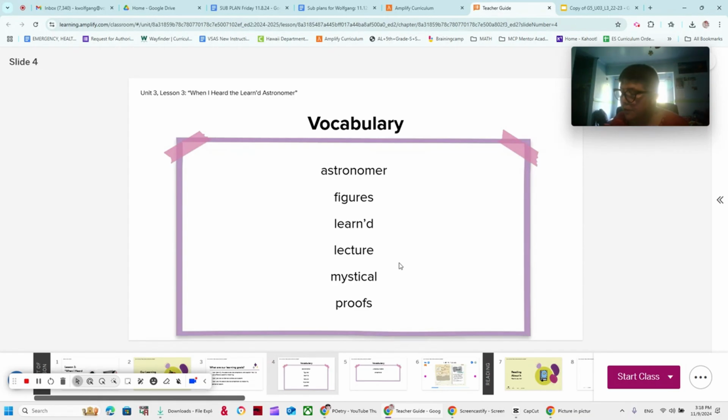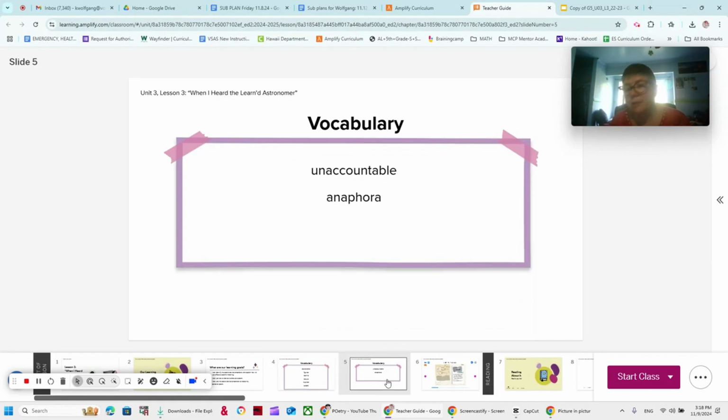And proofs are in math arguments that show an idea or a rule must be correct. So like in geometry, you'll have a proof that shows that two lines are parallel, something like that, usually in upper level geometry. Then unaccountable is something that cannot be explained, a person who does not take responsibility. So either one of those, unaccountable, person who is not accountable, doesn't take responsibility, or can't be explained, unaccountable.